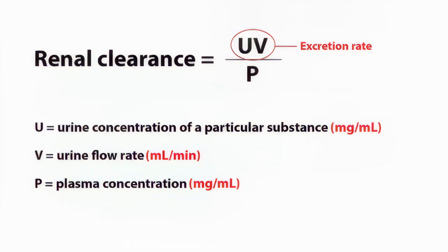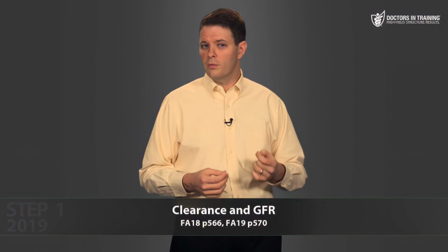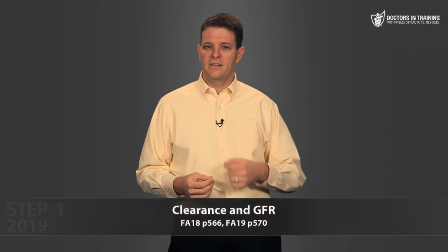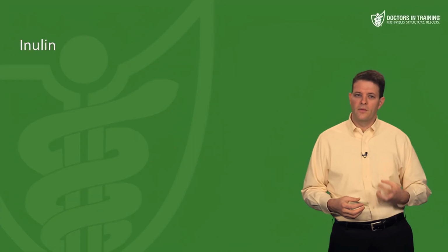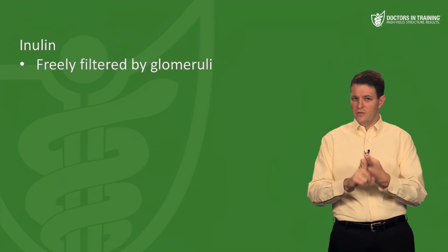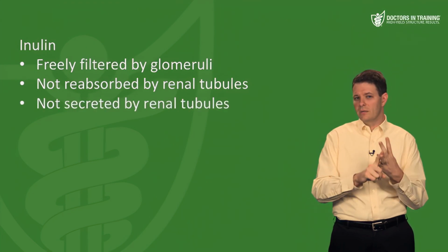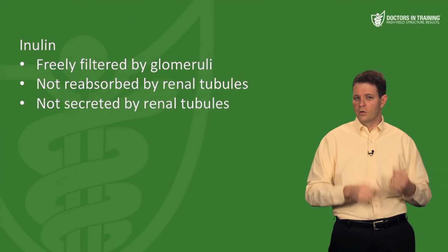So if you had a substance that was filtered by the glomerulus, but then none of it was reabsorbed by the renal tubules, and none of it was secreted by the tubules into the filtrate, that means that the clearance of that substance would be exactly equal to the glomerular filtration rate, the rate at which the plasma filtered through the glomeruli. Well, as luck would have it, there's a polysaccharide called inulin that has these exact properties. It's freely filtered by the glomeruli, it's not reabsorbed by the renal tubules, nor is it secreted by the renal tubules. Inulin stays in the renal tubules. It's neither reabsorbed nor secreted.